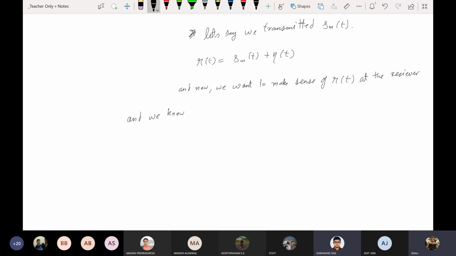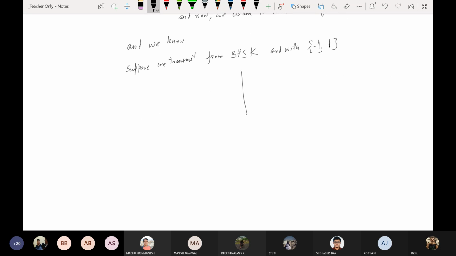Similarly, when a received signal is corrupted by noise, suppose I transmit from BPSK with -1 and 1. Fine, we transmit -1 and 1, and assume a lossless channel.